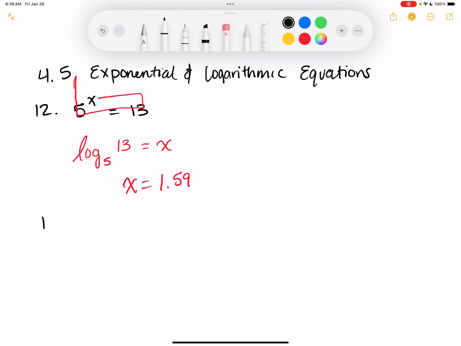Okay, 18. 2 to the x plus 3. Oh, wait. Nope, I lied. We're not doing that problem. Scratch that. Disregard. Not doing that. 22. Nope, not 18. There we go. e to the x to the 4th equals 1,000.